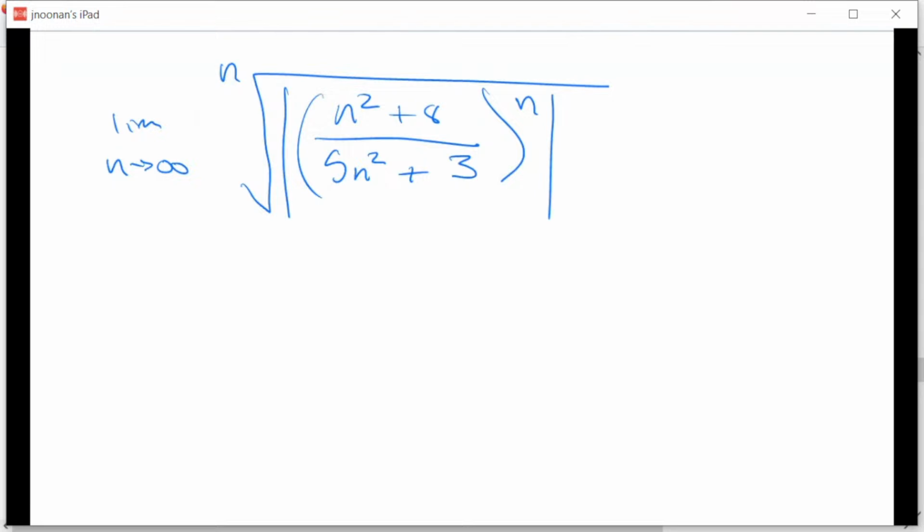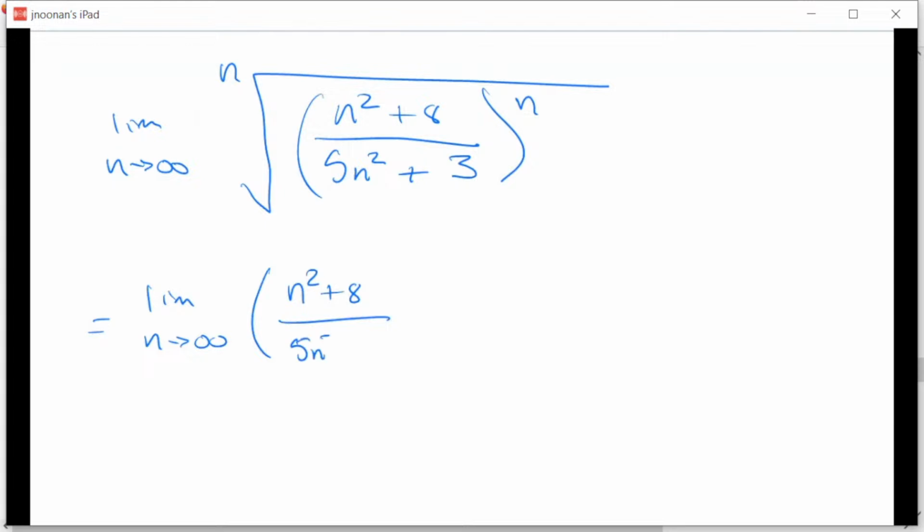I guess if it's a negative, like -1 to the n or something. That way it gets rid of any of the alternating stuff. Okay, so we've got this. And because everything inside the parentheses is positive, I'm just going to drop those absolute value symbols. And then you can see that this to the nth power, and then you do the nth root, you end up with these things canceling. And you've got n squared plus 8 over 5n squared plus 3.